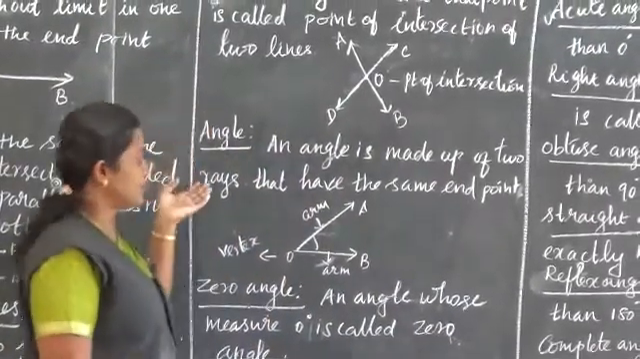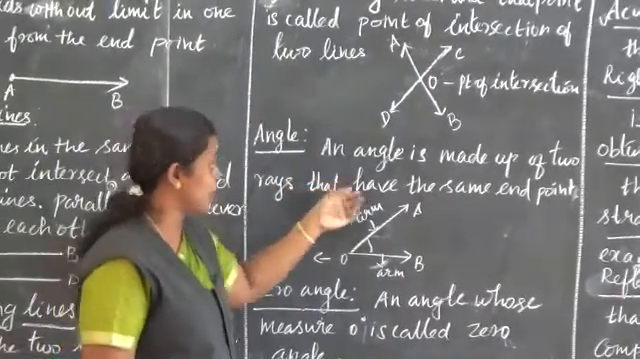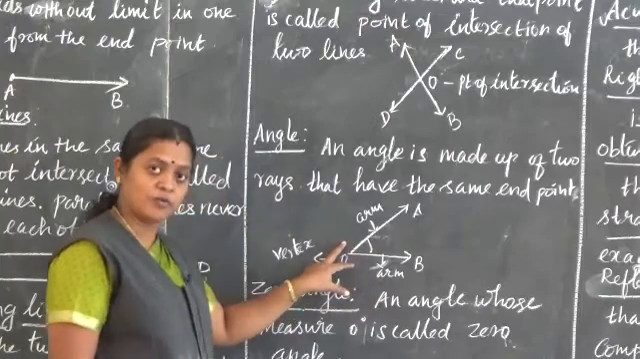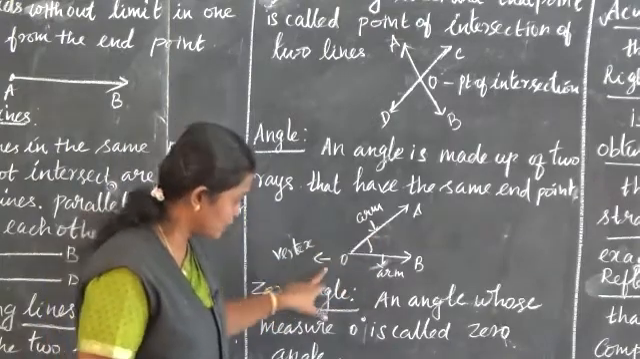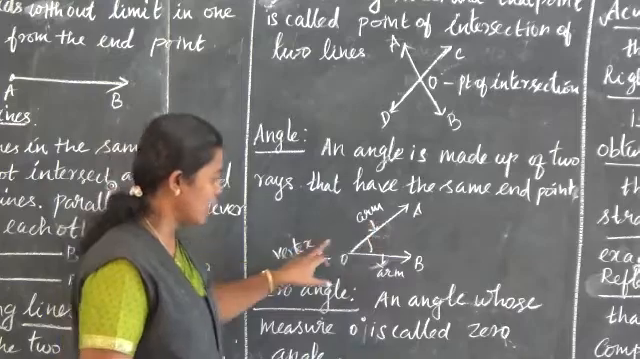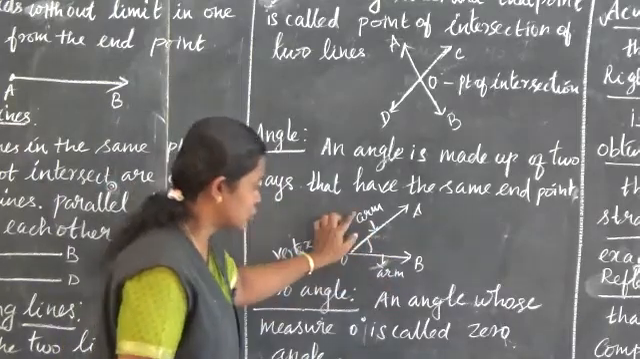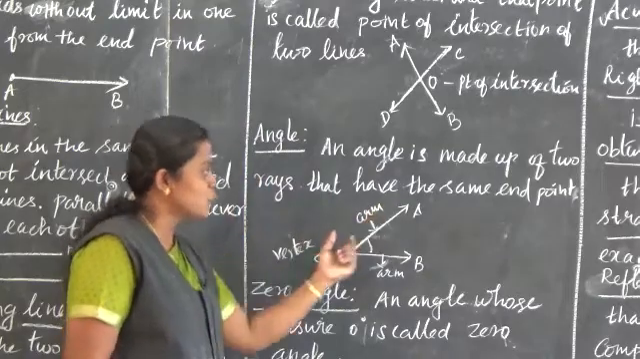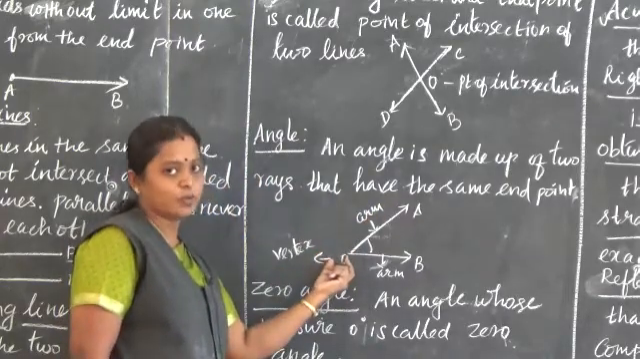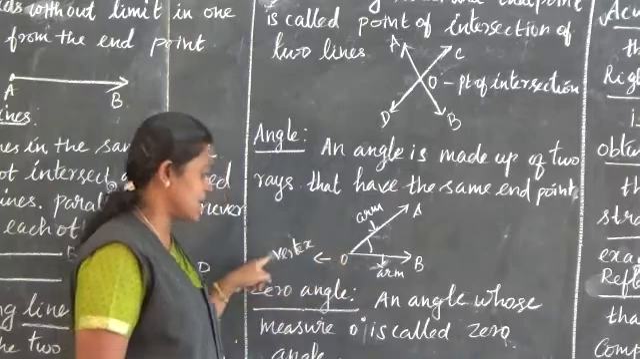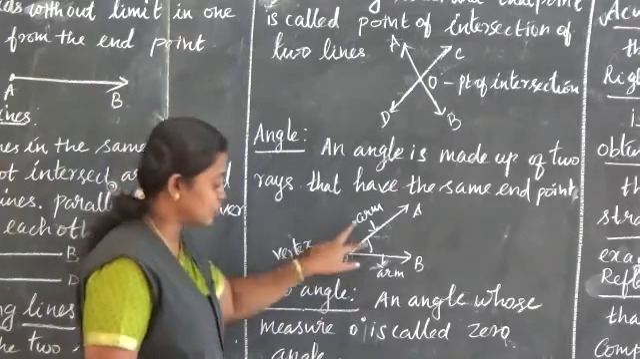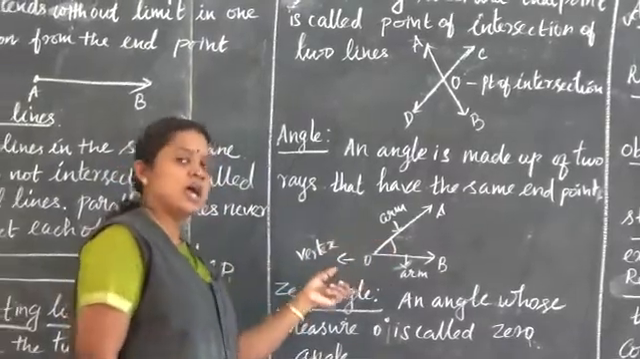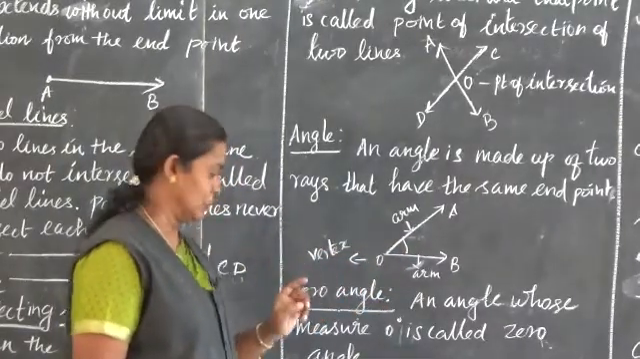Now, angle. What is meant by an angle? An angle is made up of 2 rays. Here I am drawing one angle AOB. Here we have 2 rays, and the angle is made up of these 2 rays. They have only one same end point. This end point is called the vertex, and the 2 rays forming the angle are called the arms of the angle. That also you must know.